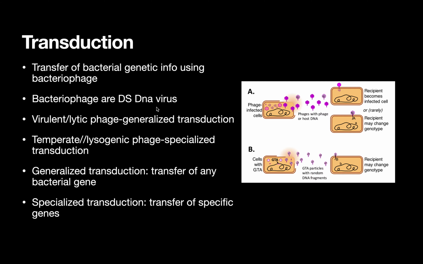They are the double-stranded DNA virus, and it infects the bacteria in two ways: the virulent or lytic phage, which transfers just general information. It transfers like the structural protein, just the virulence factor of the bacteria or virus. And in the temperate or lysogenic phase, it's specialized transduction. So this is going to give the new bacteria new ways to counter antibiotic resistance. So there are specific genes being transferred or transduced.